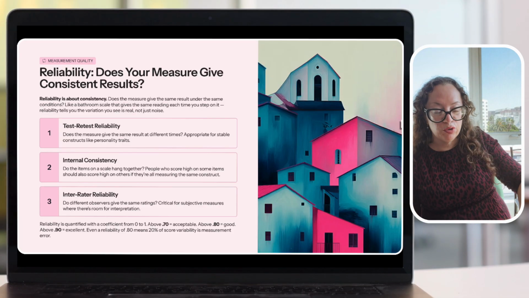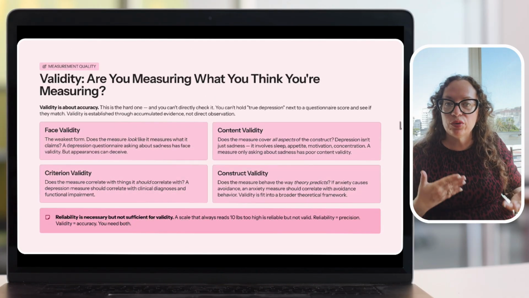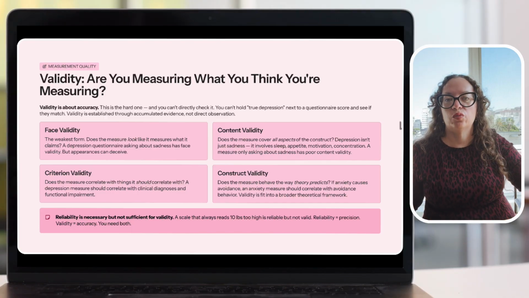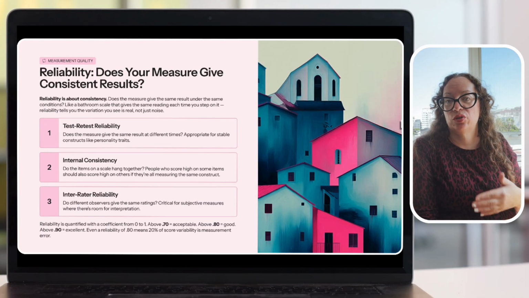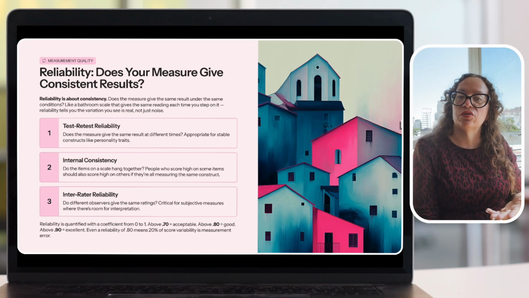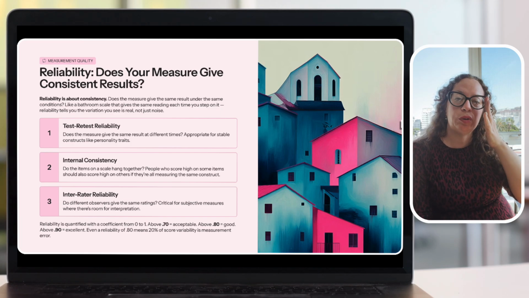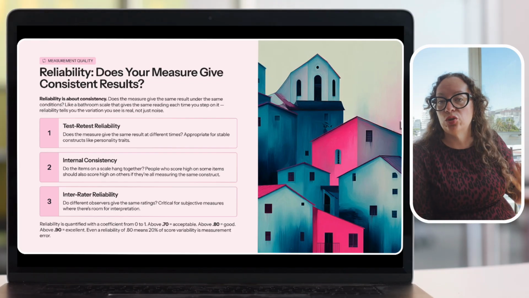Unreliable measures cause problems. First, they add noise. If your measure is half real signal and half random noise, it's harder to detect real effects. The noise obscures what you're looking for. Second, they make your estimates less precise. So with unreliable measures, your confidence intervals are wider, your conclusions are less certain. Third, in some circumstances, unreliable measures can bias your conclusions, underestimate the relationships that do actually exist.